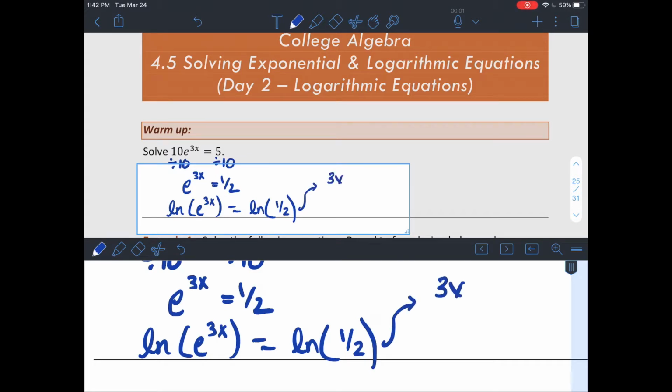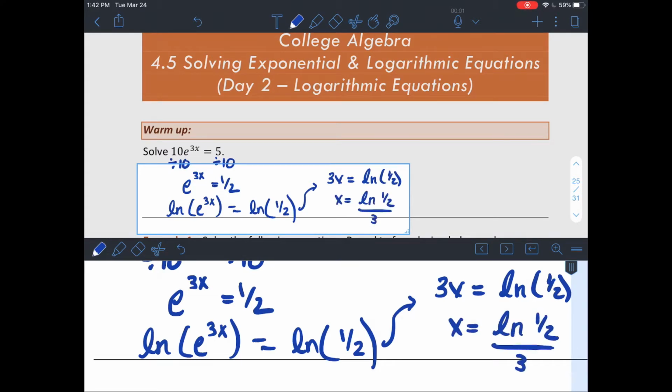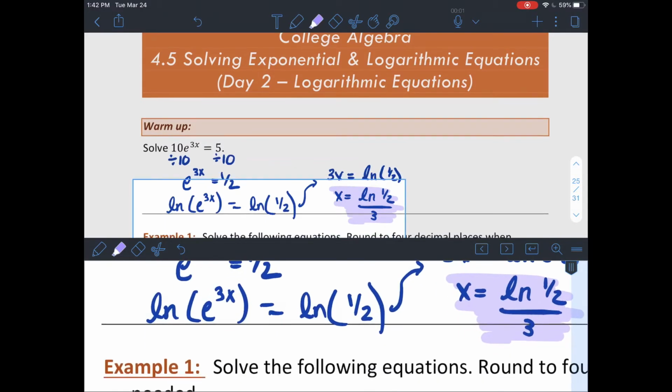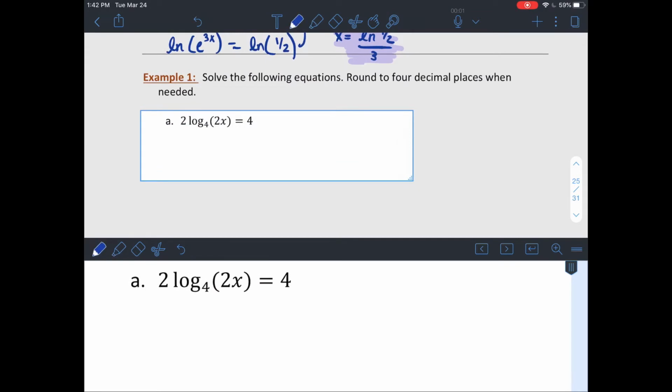If you do that, you just get 3x on the left equals natural log of 1/2, and then you'll have to divide both sides by 3. So when we're solving our logarithmic equations, we're going to use some of the properties of logarithms that you already know. And just like on our exponential, you want to get your logarithmic part by itself first.